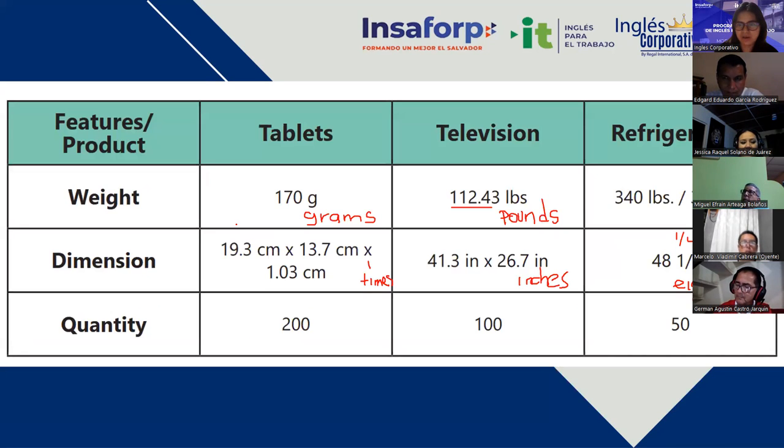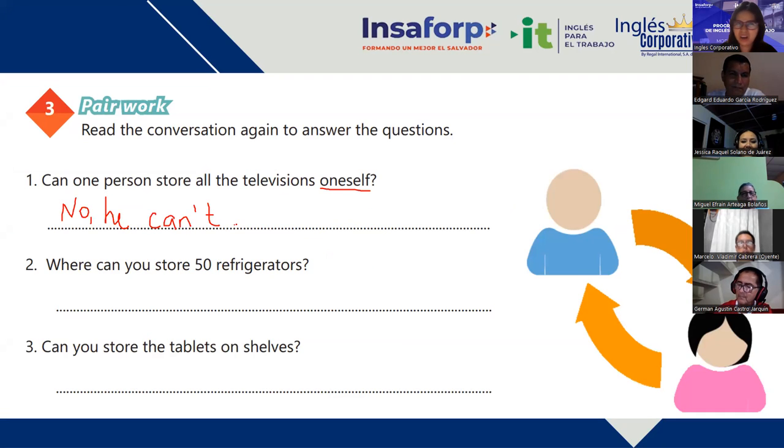How many televisions we have? 100. In a week? Maybe, right? If you have a complete week to store all the televisions, probably. Where can you store 50 refrigerators? In the warehouse, exactly. You can store 50 refrigerators in the warehouse. That's the only place.